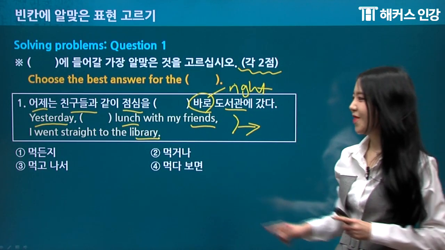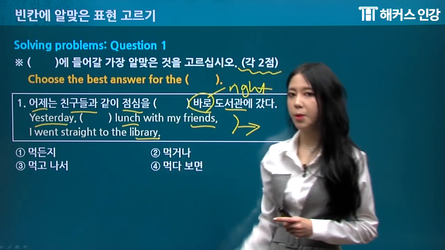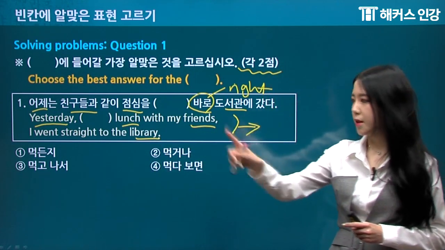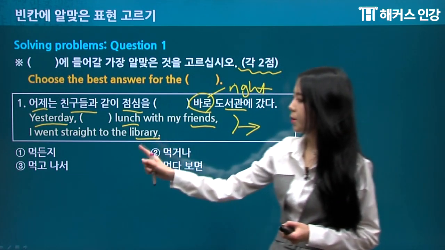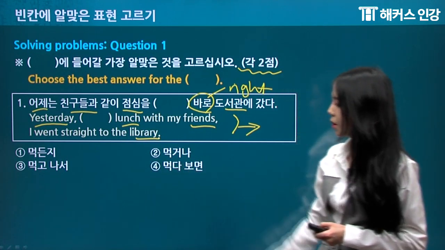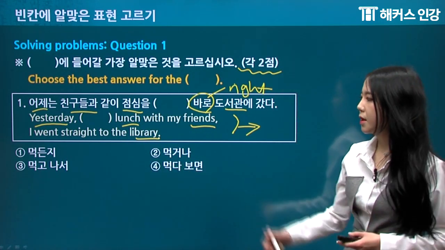First thing, don't get too caught up on the first sentence yet. All right, let's look at the options first. 4 options. Number 1, 먹든지. Number 2, 먹거나. Number 3, 먹고 나서. Number 4, 먹다 보면. All right, what did I tell you? Look for the common word. What is the common word?